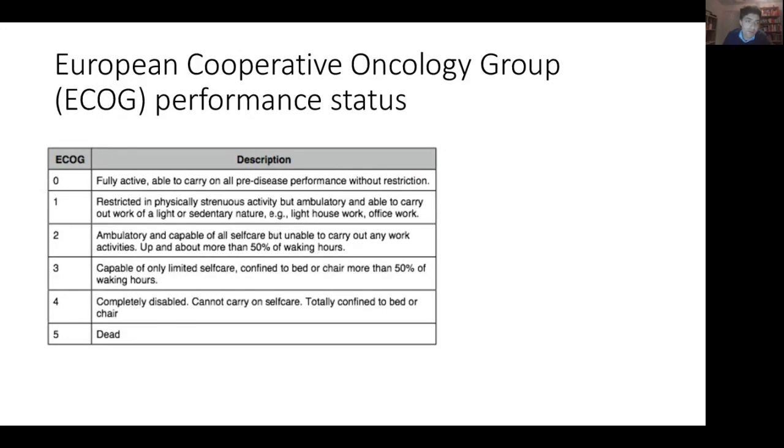If they are up and about more than half the day but not able to work, then they are performance status 2. A patient in bed or chair the entire day, entirely disabled or unable to look after himself or herself, is performance status 4.